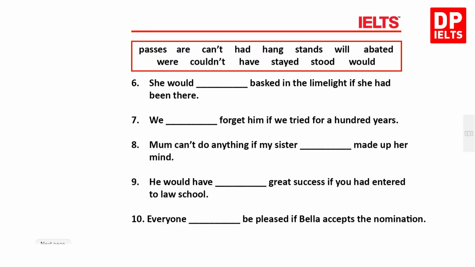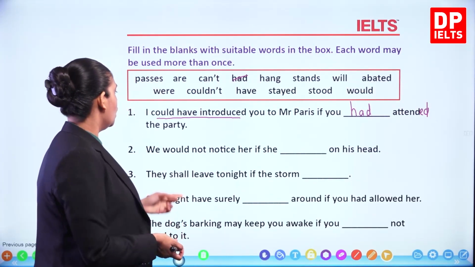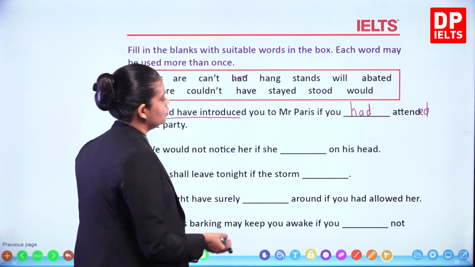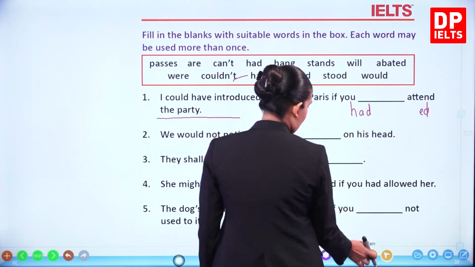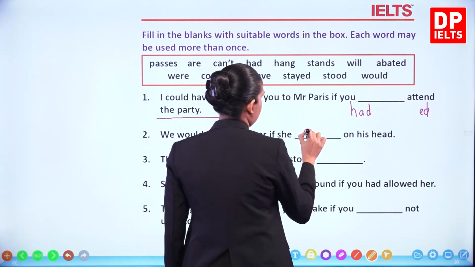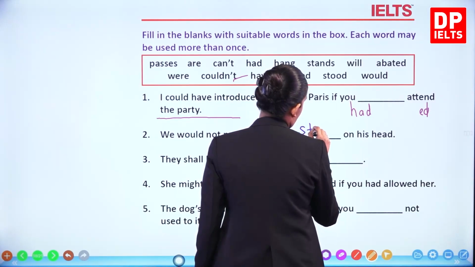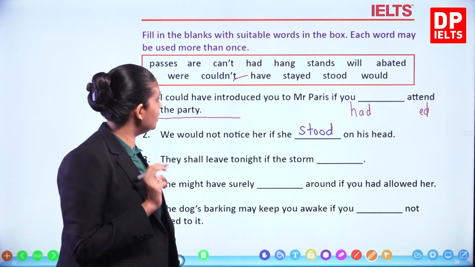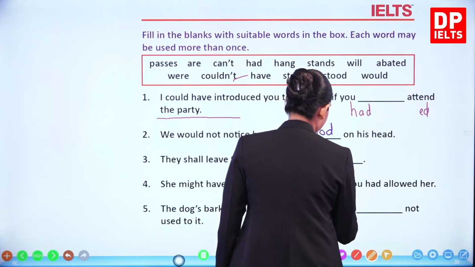All right, so let's have a look at the answers. We would not notice her if she stood on his head. They shall leave tonight if the storm passes.